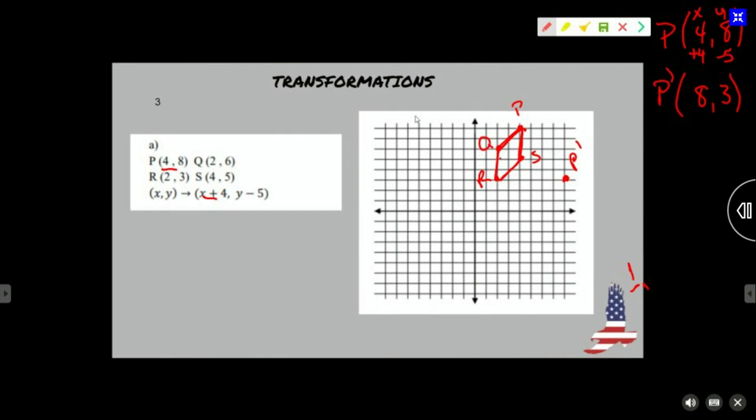When you get your P prime, when you go left, that's subtracting. Well, it depends. If it's negative X, then it would be left.